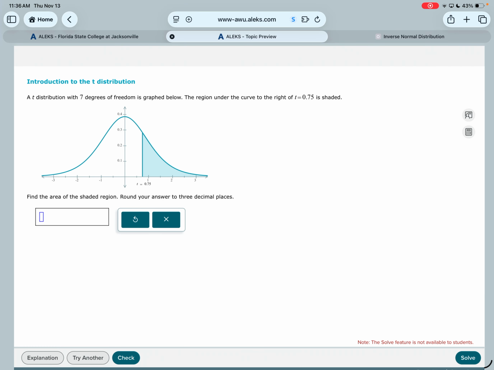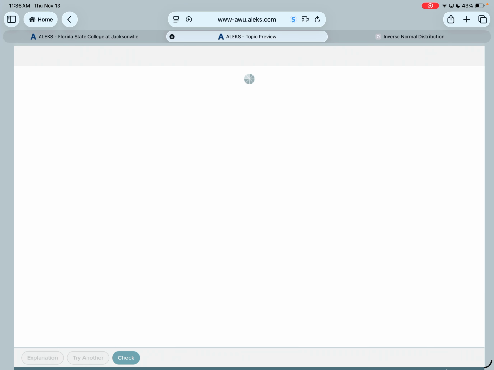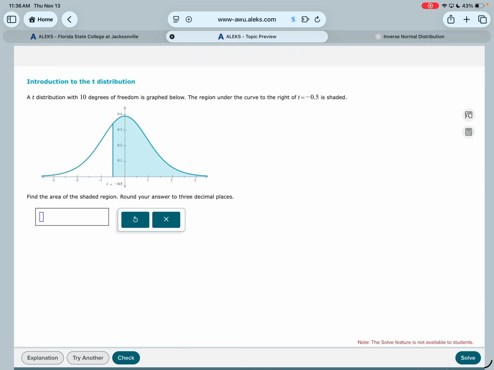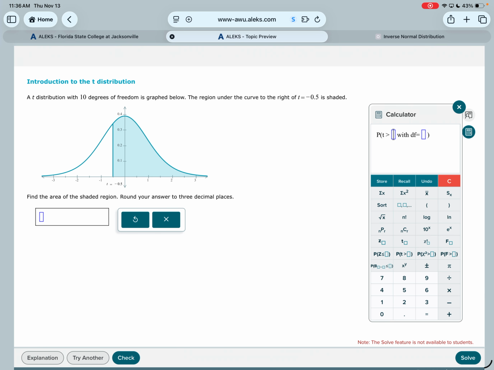I don't think this one will ever do anything to the left. These are all to the right so far. So all you have to do is click this button and do negative 0.5 with degrees of freedom of 10 and get your answer. Okay. So all you're doing is using this button right here. If it does ever go to the left, how do I flip the sign in the calculator? 1 minus. Everything works the same way.